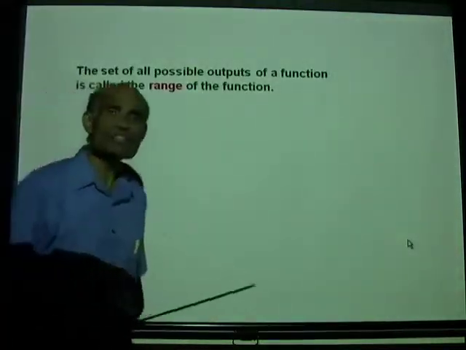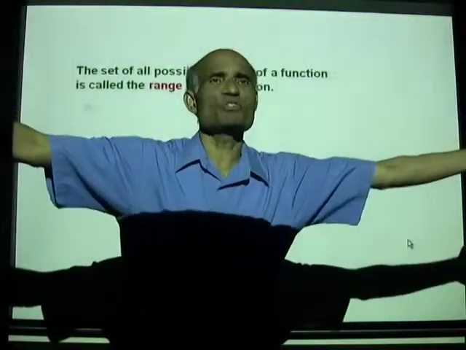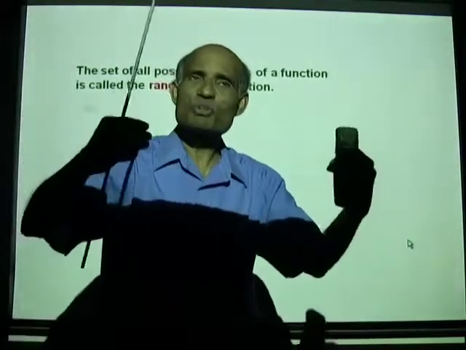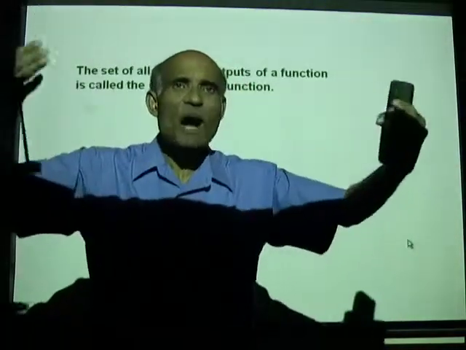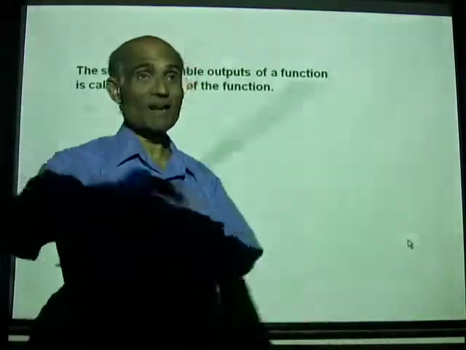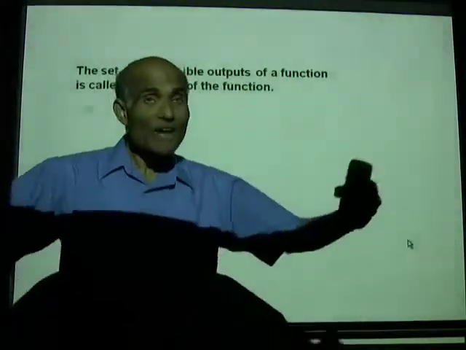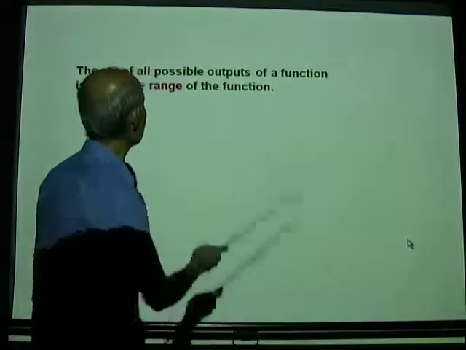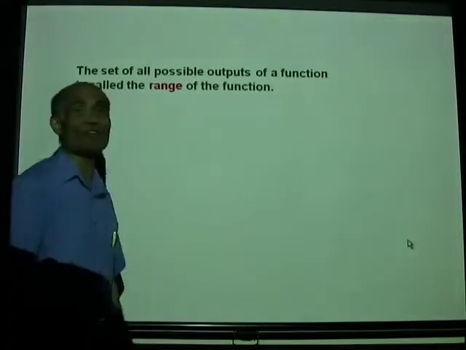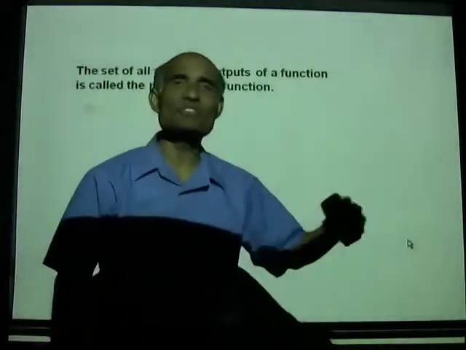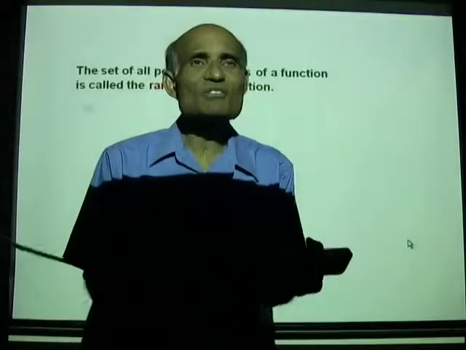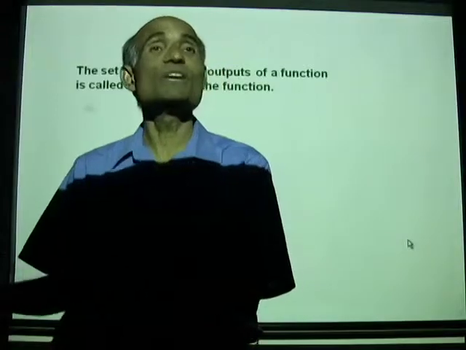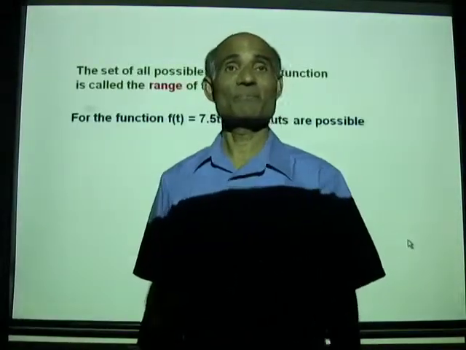Now, how about the range of a function? The range of a function. What is the reach of the function? In other words, when you put in these inputs, what kind of outputs do you get? Well, the function we just talked about can have any output depending on the input. So, the set of all possible outputs of a function is called the range of the function. What do you think is the range of the function we were considering, A of t or f of t equal to 7.5t?